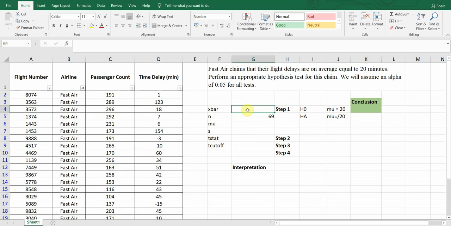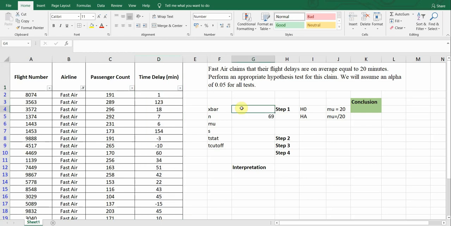Then we need to calculate the X bar, which is the sample mean. How do we calculate the sample mean? We need the average of all the time delays in minutes. Why time delay? Because here Fast Air is claiming that the flight delays are on average equal to 20 minutes. So they are talking about the flight delay, or the time delay in minutes, this particular column. That is why we need to calculate the x bar for this column.